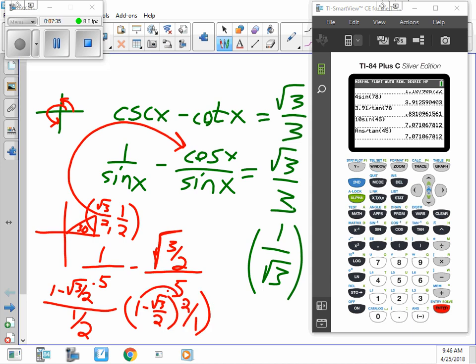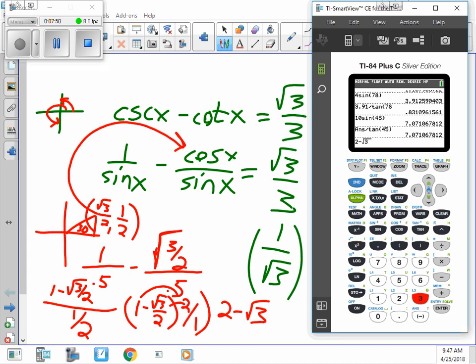Distribute the 2. 2 minus square root of 3. Does that equal 1 over root 3? So 2 minus the square root of 3 is 0.26, and 1 divided by square root of 3, no. Actually, nope, not quite. It almost looked twice as big. So that didn't work. Now what should we try?